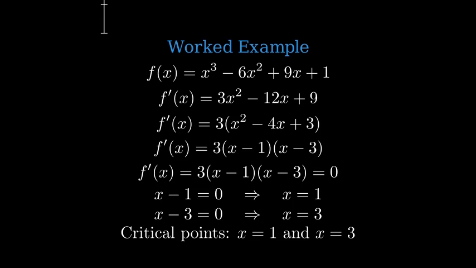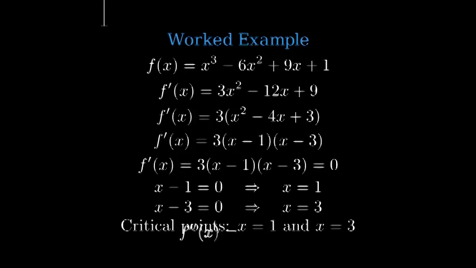At x = 3, we get f''(3) = 6 times 3 - 12, which equals 18 - 12, which equals 6. Since this is greater than 0, we have a local minimum at x = 3.